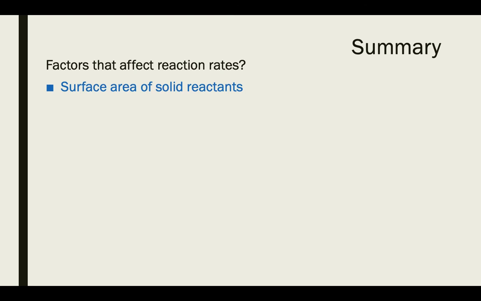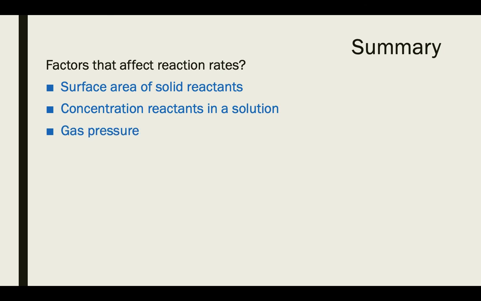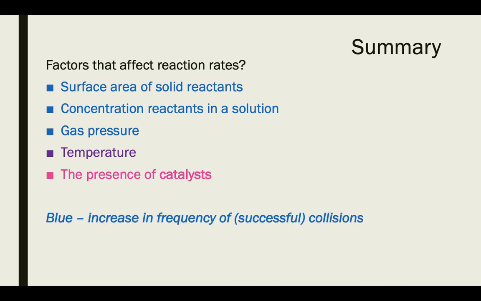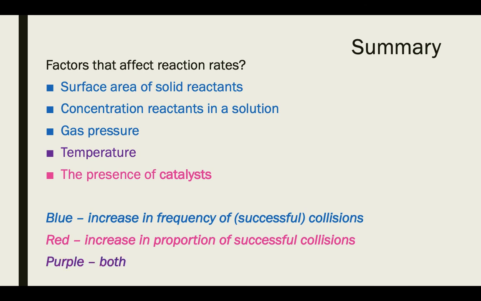Let's summarize. Now, what are the factors that affect rate of reactions? Surface area of solid reactants, concentration of reactants in a solution, gas pressure, temperature, or the presence of a catalyst, which we talked about in previous sessions. So those marked in blue increase the frequency of successful collisions alone. And those marked in red increase the proportion of successful collisions. And temperature, which is marked in purple, acts in both ways.